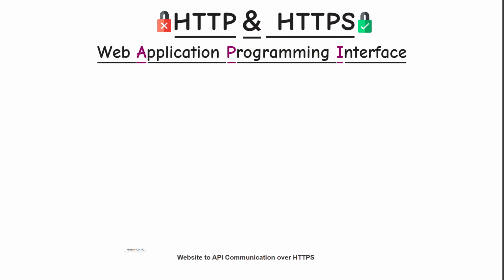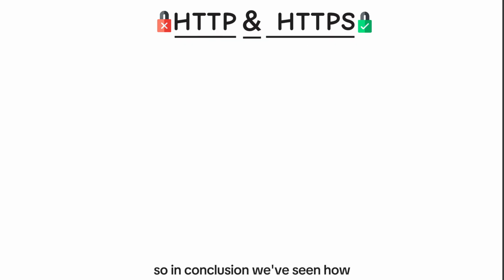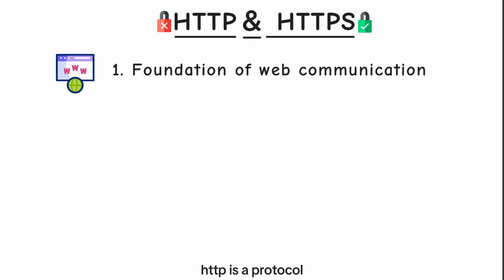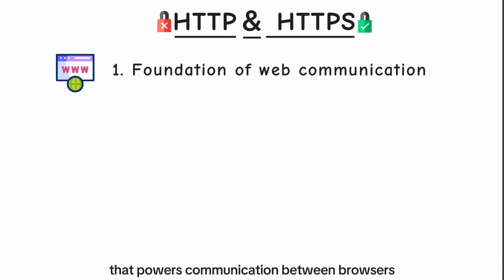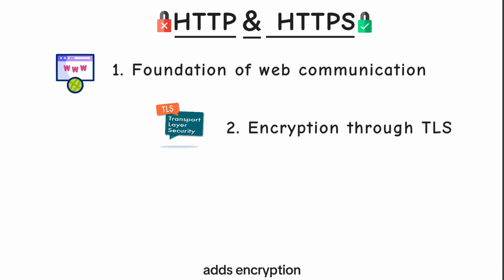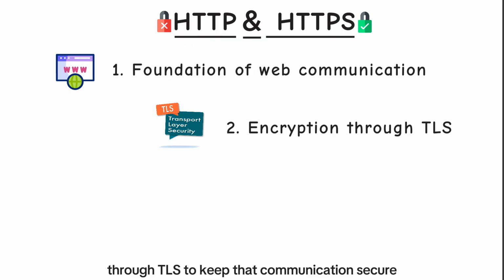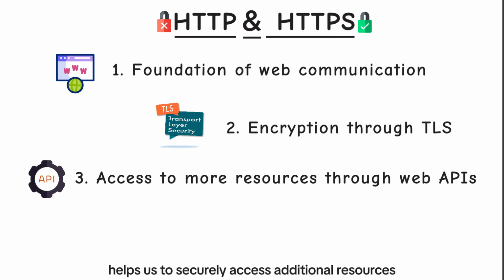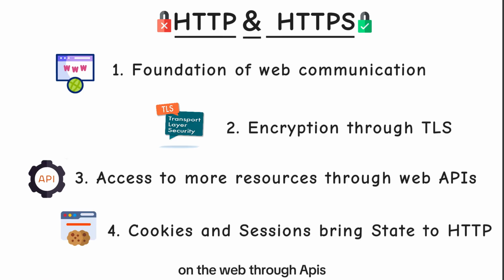So, in conclusion, we've seen how HTTP is a protocol that powers communication between browsers and servers. HTTPS adds encryption through TLS to keep that communication secure. We also saw how HTTPS helps us to securely access additional resources on the web through APIs, and how cookies and sessions help bring statefulness to HTTP.